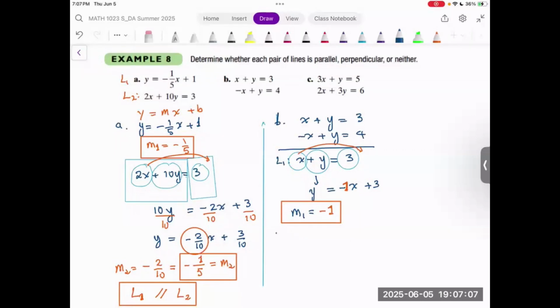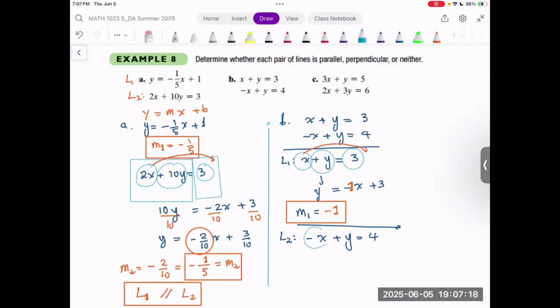All right, so for L2, the second line is minus x plus y equals 4, correct? Again, I'm going to draw my bubbles. This is minus x, this is positive y, this is 4, right? So now, is the y positive or negative? Positive. I want to keep it there then, right? And then I'm going to move the x's to this side. So what's it going to be here? It's going to be the y by itself. Minus x became positive x. And 4 stays 4, right? So that's positive 4.